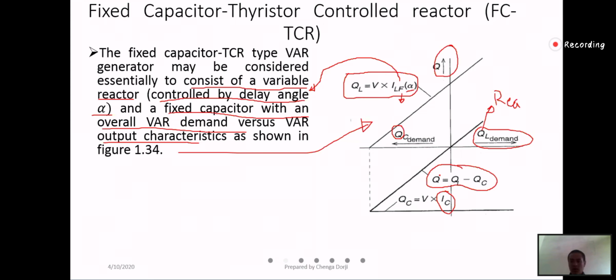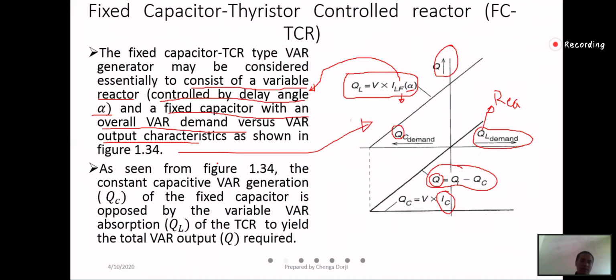So the overall Q is equal to inductive minus capacitive. Inductive reactive power is greater than capacitive reactive power, and we are trying to make it unity power factor. As seen from the figure, the constant capacitive var generation of the fixed capacitor QC is opposed by the variable var absorption.